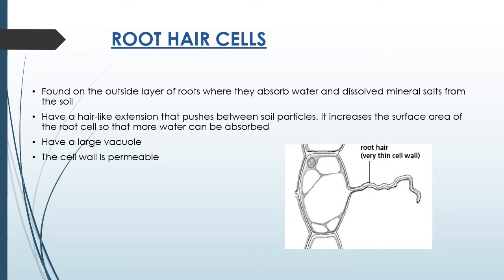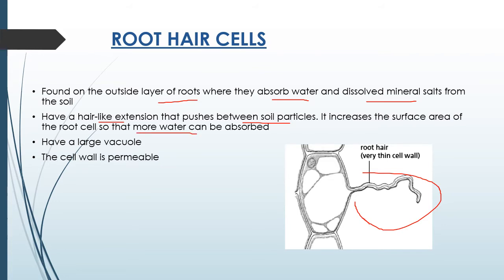Root cells. Root cells are found on the outside layer of roots, where they perform the function of absorbing water and dissolved mineral salts from the soil. They have a hair-like extension, which is here. This hair-like extension pushes between soil particles, and this increases the surface area of the root cell so that more water can be absorbed.